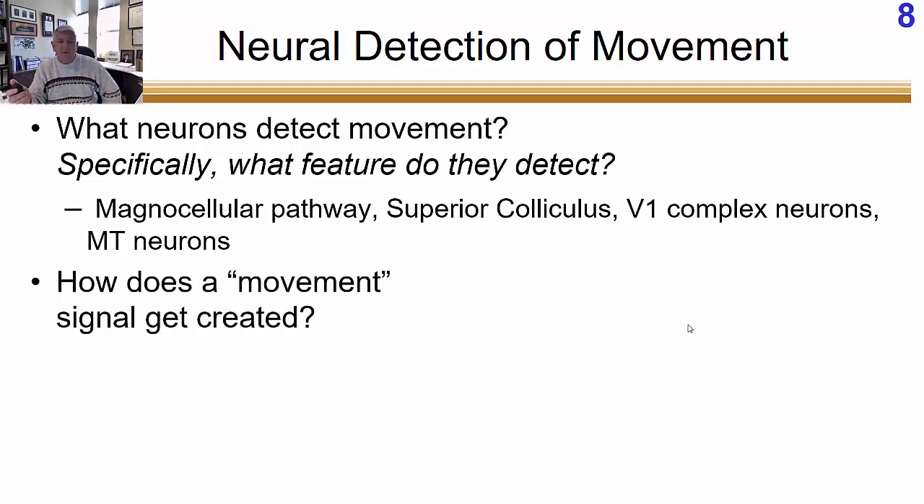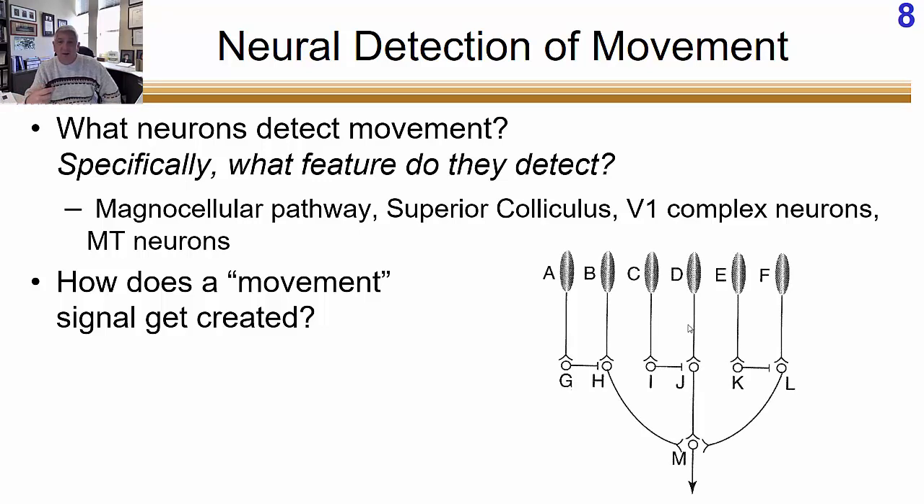So how does this movement signal get created? How can we have directionally specific movement in V1, at the first level of the cortex? And it turns out that the amacrine cells are doing yet another thing in the retina, another type of processing to generate real movement signals, right?